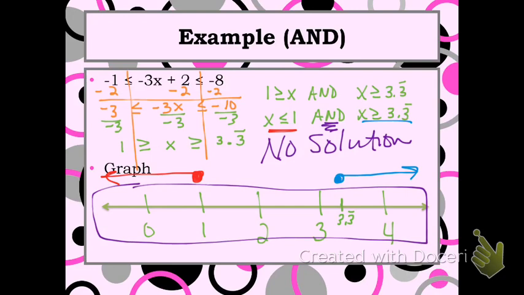Again, this is very uncommon. This will happen a very, very small percentage of the time. Most of the time, and questions are going to be where you end up shaded in between 2 points on the number line.